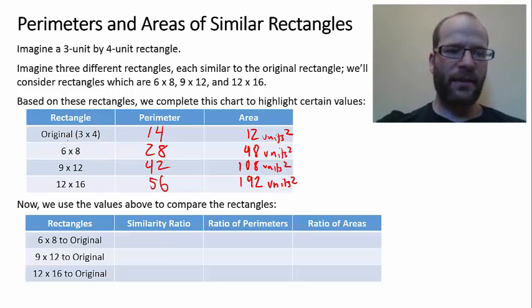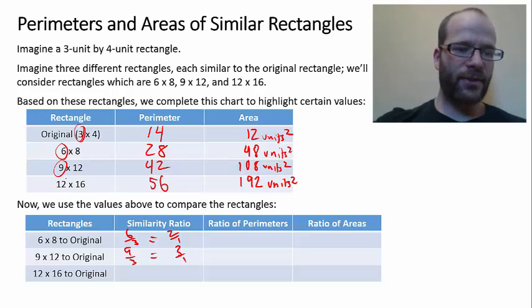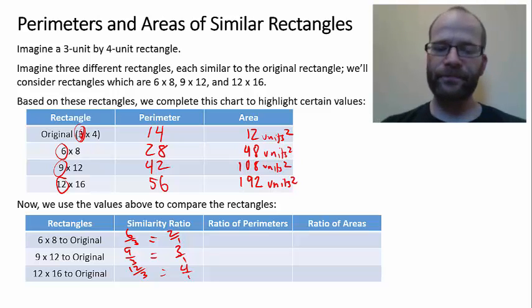When we talk about the similarity ratio of the 6 by 8 to the original, it's 6 over 3, because we're comparing the 6 to the 3. And that, of course, is equal to 2 over 1. 9 to 12, we have 9 compared to 3. That's 9 divided by 3. And so the similarity ratio reduces down to 3 to 1. And then 12 over 3. And, of course, the similarity ratio reduces down to 4 over 1.